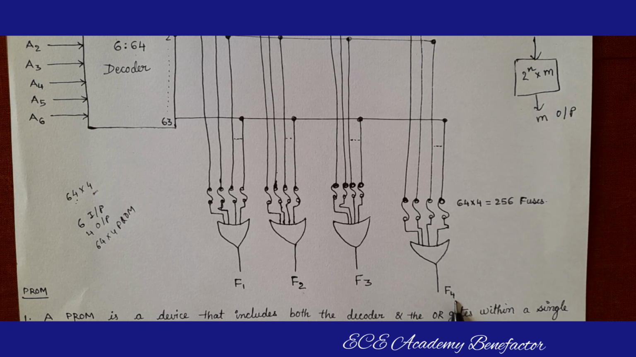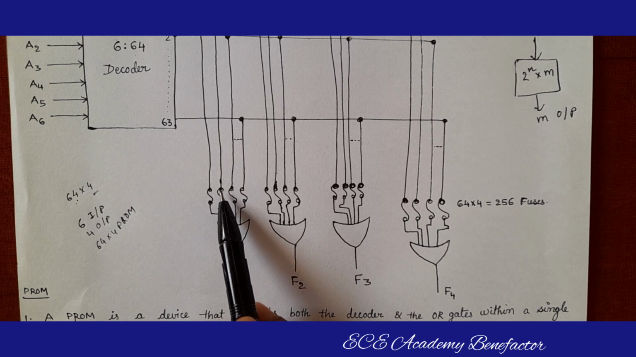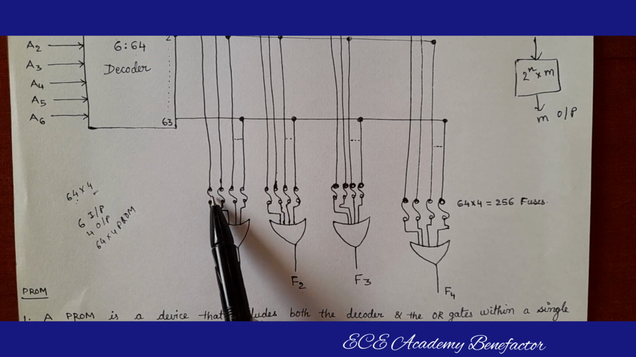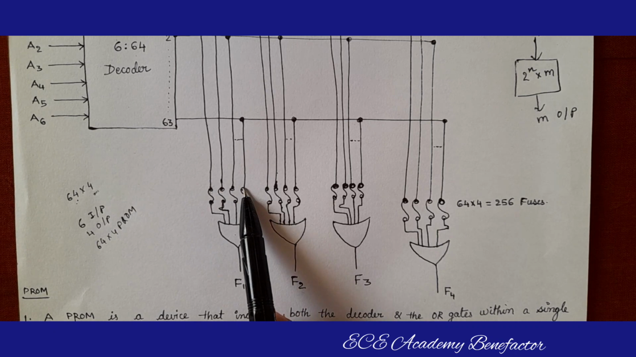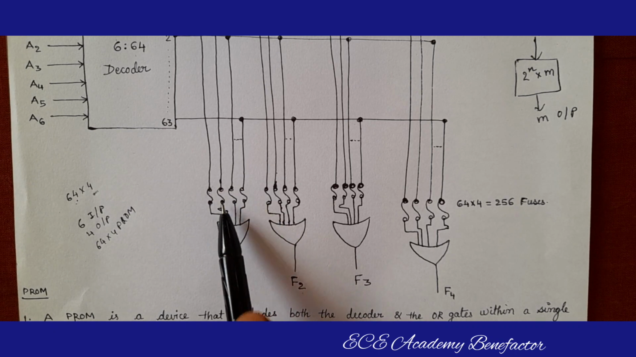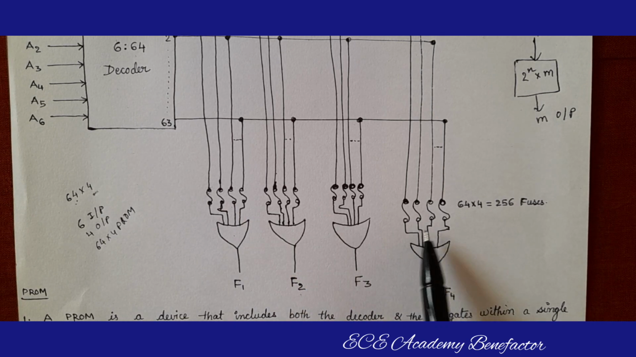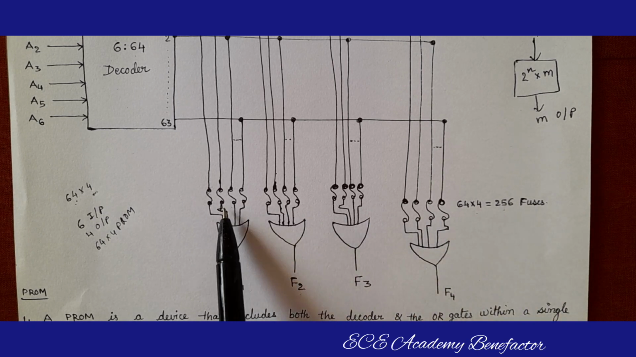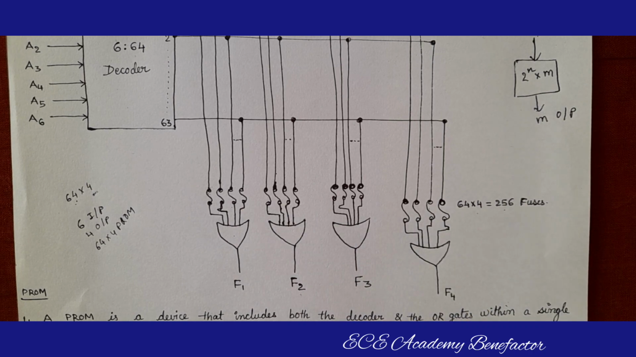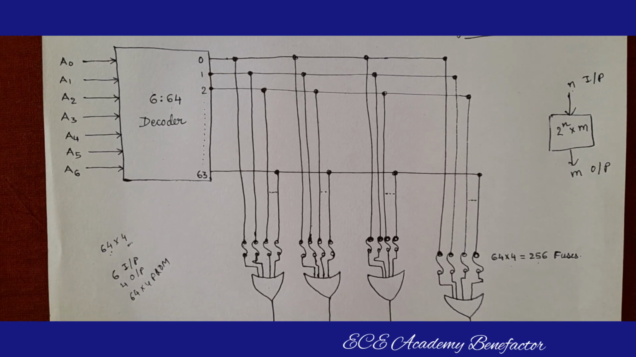Likewise F4. So, how many fuses are required? For each OR gate we require 64 fuses, because 0 to 63 means 64 fuses in one OR gate. So, how many OR gates are there here? 4. So, how many fuses are required? 64 into 4, that is 256 fuses are required for drawing this 64 cross 4 PROM. Okay, is it clear now how to draw this PROM?